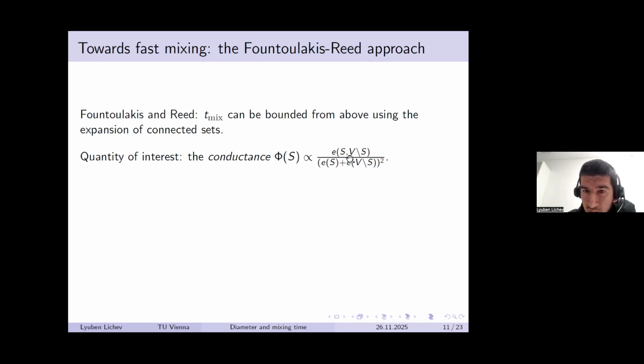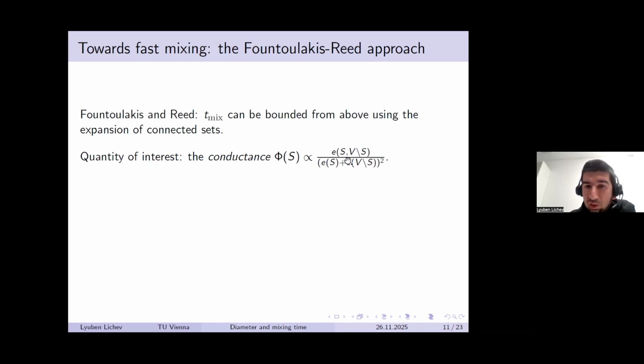So E(S, V minus S), this is the number of edges that go from S to its complement in our graph. So E(S) is the number of edges with 2 endpoints in S, and E(V minus S) is the number of edges with 2 endpoints in the complement of S.